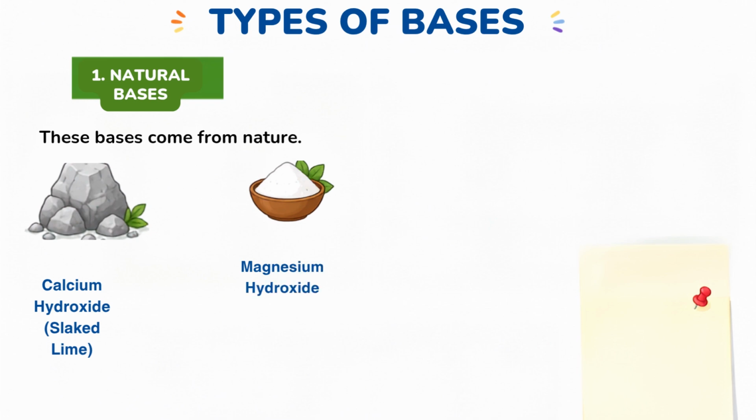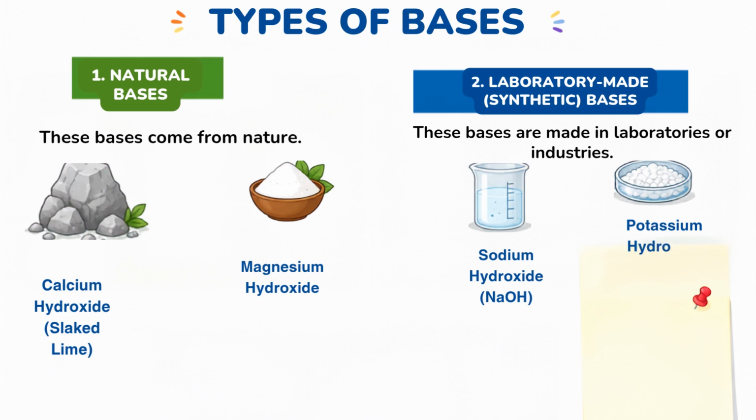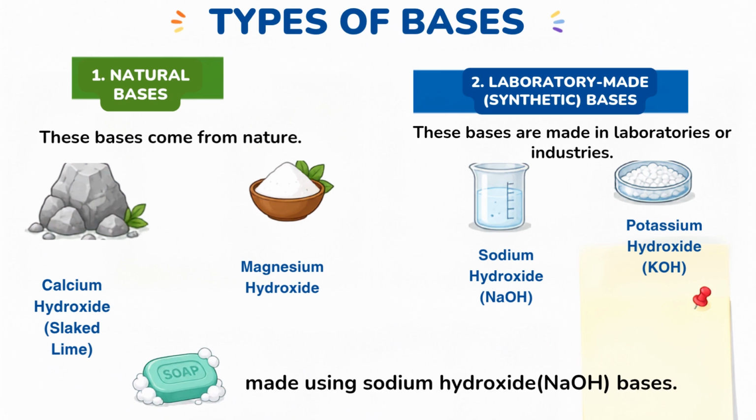Second type of bases is laboratory-made or synthetic bases. Some useful bases are made in laboratories or industries. Some examples of these bases are sodium hydroxide, potassium hydroxide, etc. Common bases which we use daily, like soap, contain sodium hydroxide.